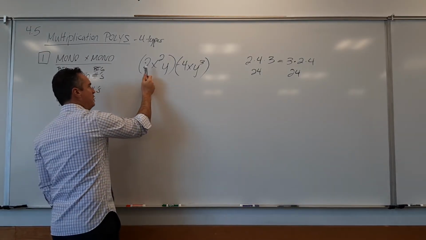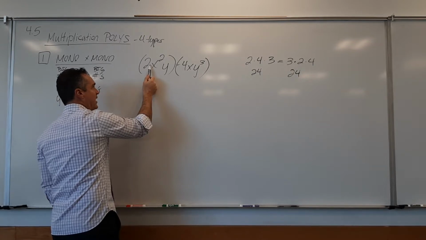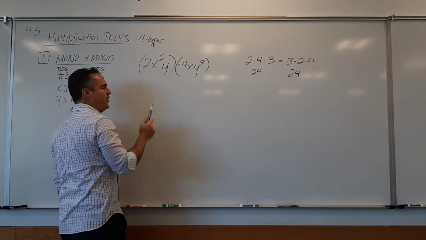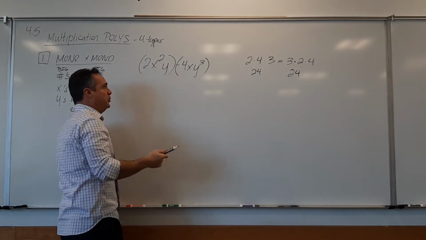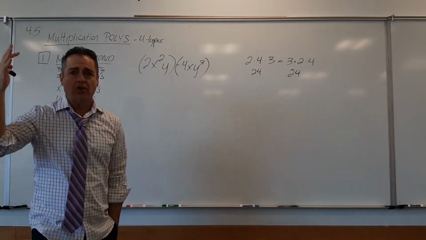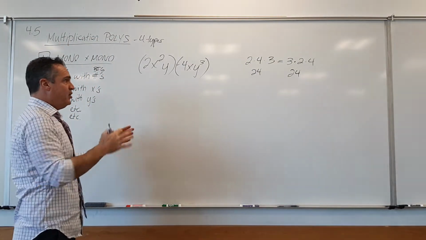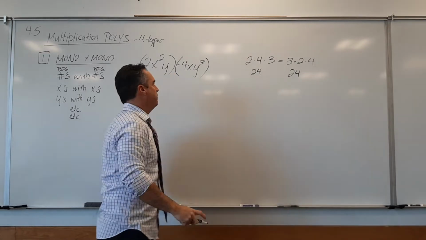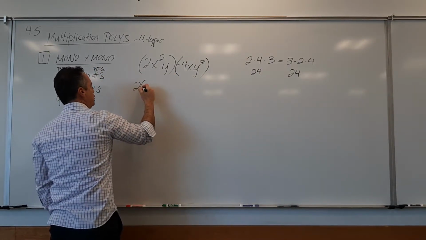What's going on between the 2 and the x squared right there? Nothing. Again, multiplication. What's going on between x squared and y? Nothing. Again, multiplication. What's going on between the parentheses? Again, nothing. Multiplication. Between -4 and x, nothing. Multiplication. Between x and y to the third, nothing. Multiplication. It's all multiplication, which means we can rearrange things just like we can rearrange them here, and it remains the same. So what we're going to do is we're going to put numbers, big numbers with big numbers.